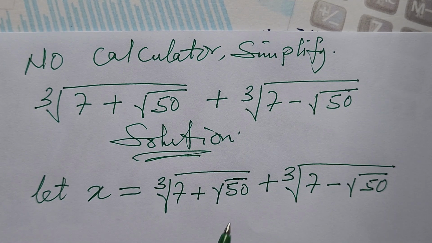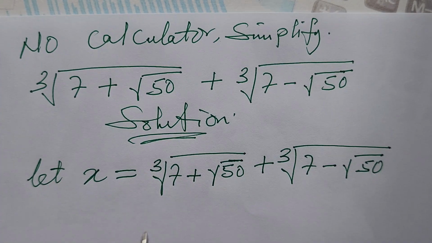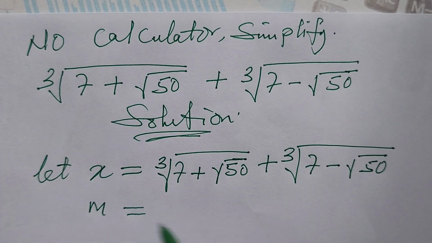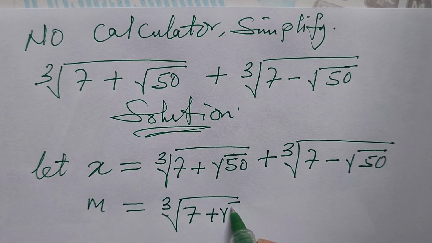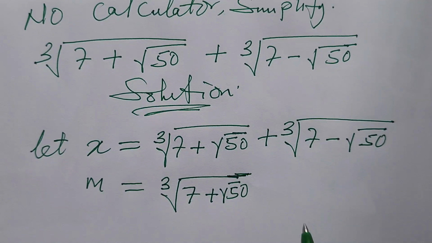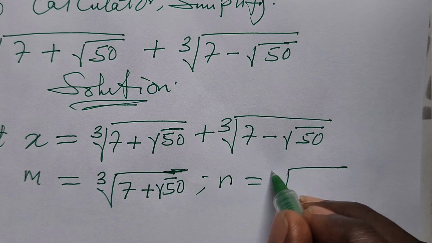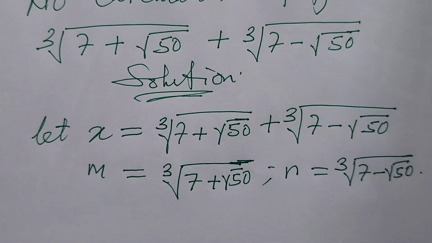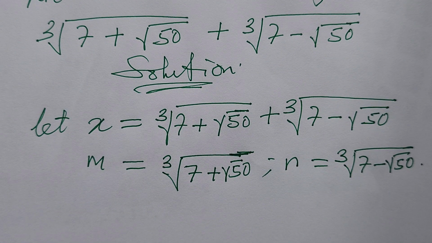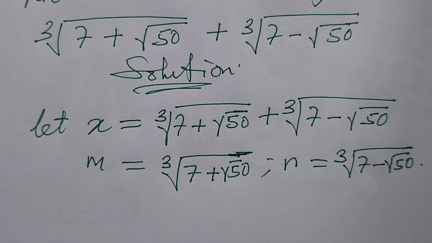Now again, we're going to bring in some other letters to represent these two parts separately. Here we want to use M. Let M be the first one, the cube root of 7 plus the square root of 50. Then let N be the second one, the cube root of 7 minus the square root of 50. From here, we want to eliminate these cube roots. So what we do is take the cube of both sides of the equation.